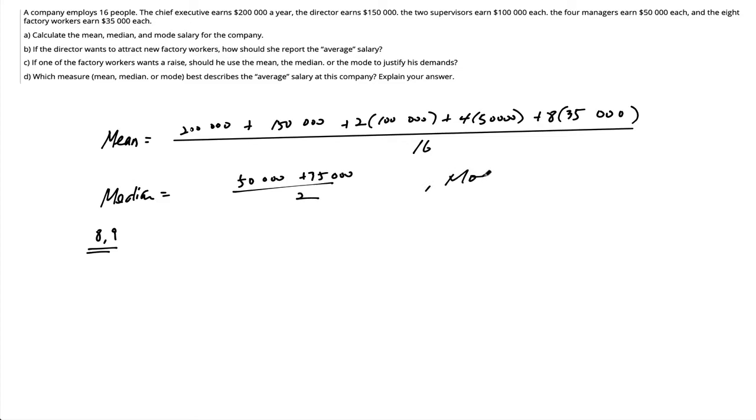And the mode is the most occurring number, so it's 35,000. So here are the values. Okay. So that's the answer for part A.